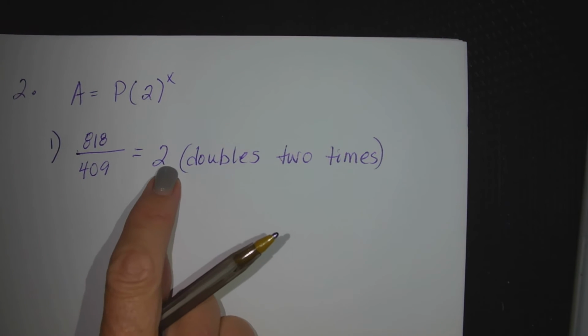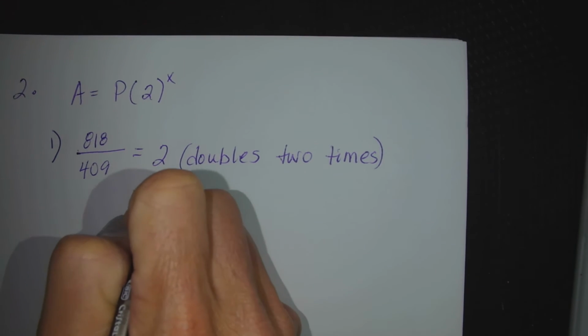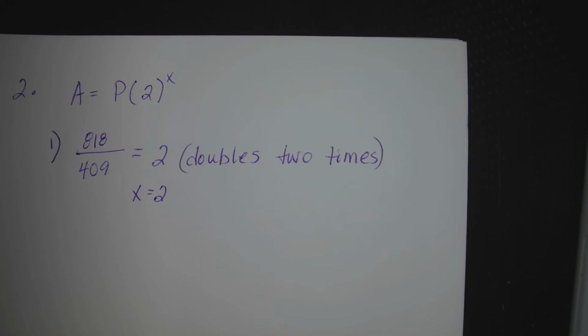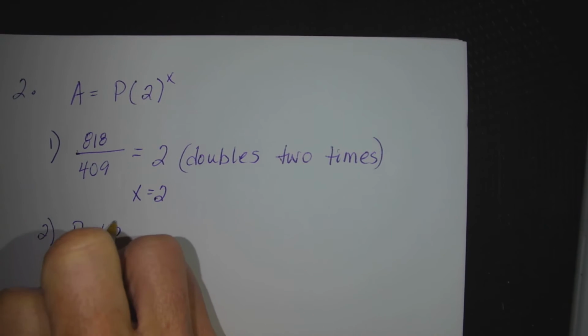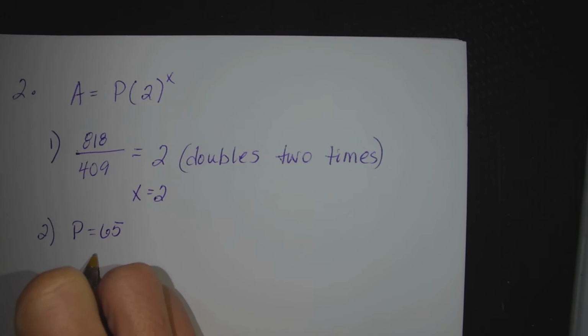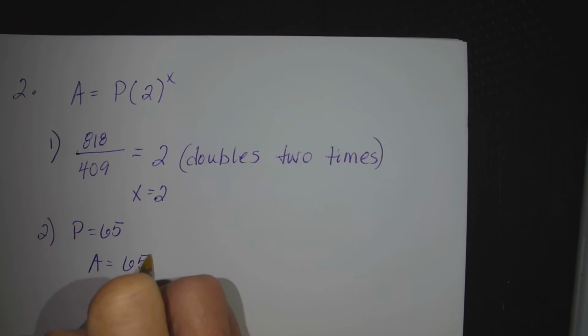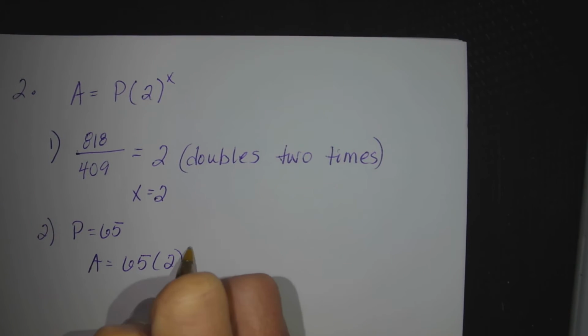Okay, so that 2 is our X. What is P? What is our initial amount? 65. P is 65. So we have A equals 65, parentheses 2, to the second power.